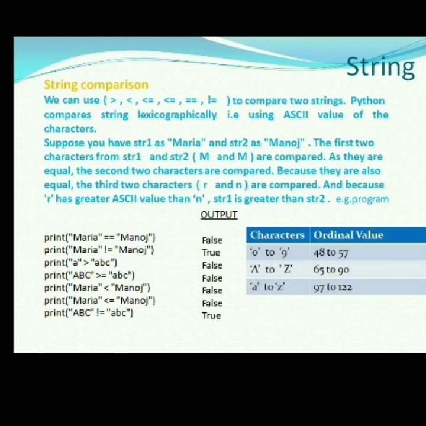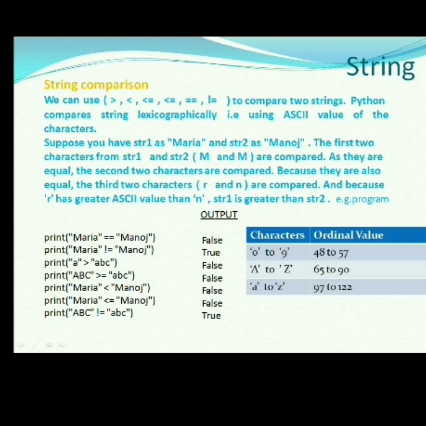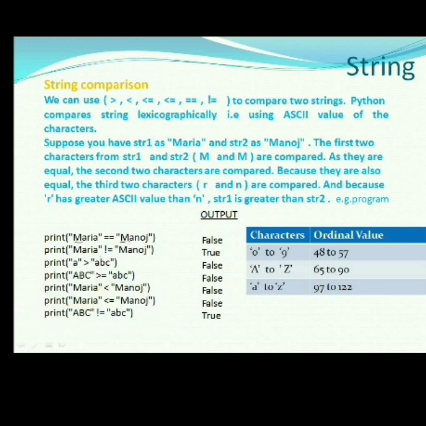We can use greater than, less than, and equal to to compare two strings. Python compares strings lexicographically using the ASCII value of the characters. As we know, the ordinal values of 0 to 9 are 48 to 57, capital A to capital Z are 65 to 90, and small a to small z are 97 to 122. Here we are comparing Maria and Monos. The first two characters are the same, but the third character contains R and N. The ASCII value of R is more than the ASCII value of N. Hence string 1 is greater than string 2.